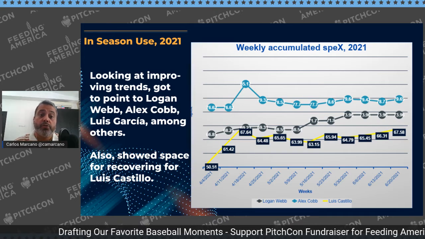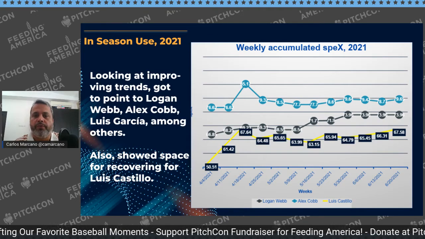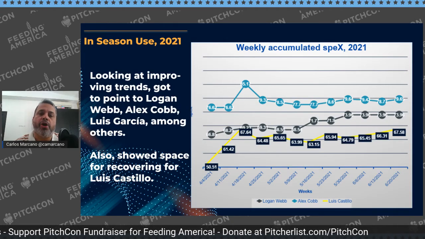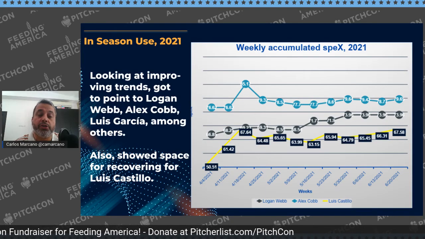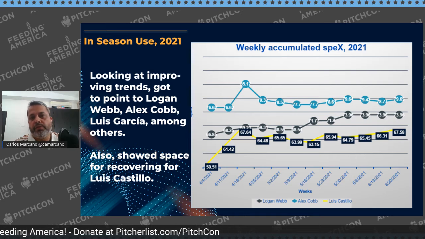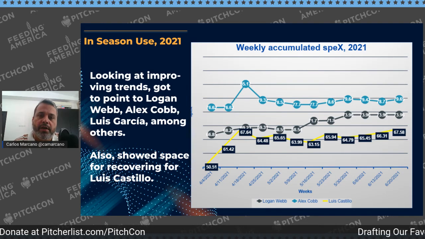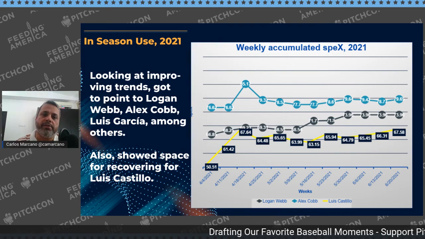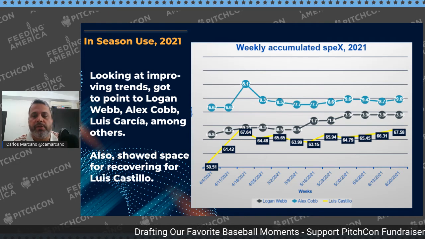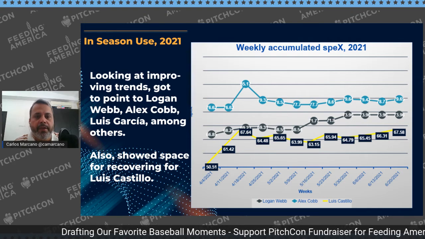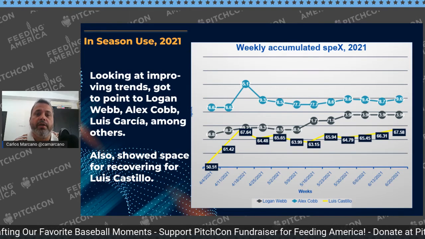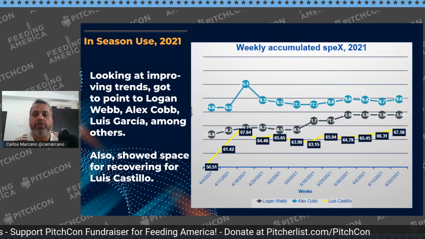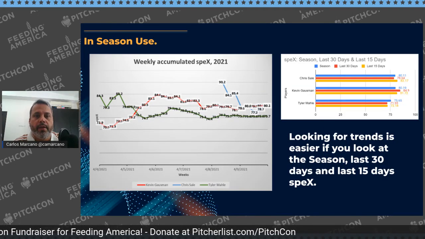It also showed that Luis Castillo was going to improve. He was doing atrocious at the beginning. This chart here only goes until mid-June. So this was the beginning of the season, and yes, Castillo, as you can see, is the yellow line. He was underperforming crazily, but he was going in a steady growth, and that's what we want to look for.